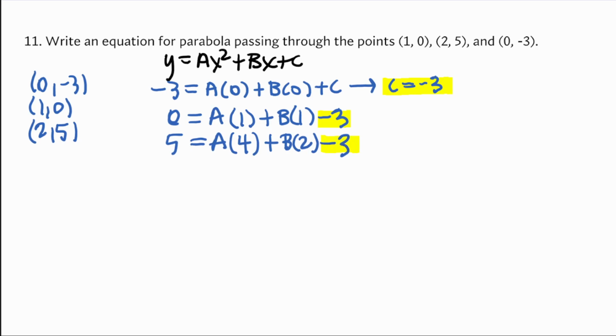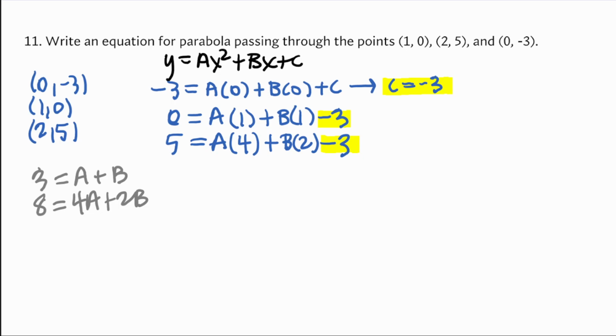Okay, I'm going to set up my 2 by 2 system over here, and I'll add 3 to both sides of both equations. So I'll have 3 equaling a plus b, and 8 equaling 4a plus 2b. I feel like I've done this problem already. I wonder if this is the exact same one that was in the notes.